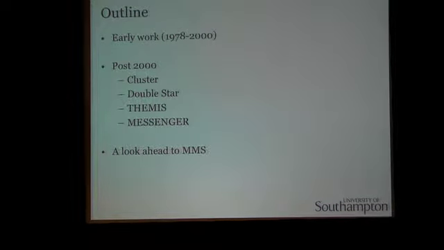Because it's a tutorial, I will talk a bit about some of the early work that was done on this topic to give some background, and then some of the results from the era post-2000 when we had observations from Cluster, Double Star, and THEMIS at Earth's magnetosphere, and I'll also touch on observations from MESSENGER. The work I'll present is mainly observational with some modelling elements. And towards the end I'll highlight a couple of examples where things could be done better with MMS.